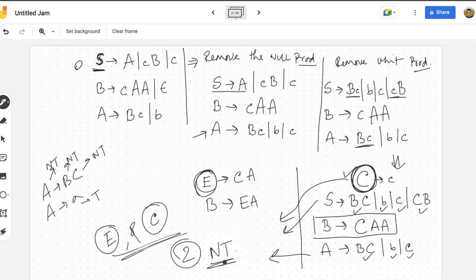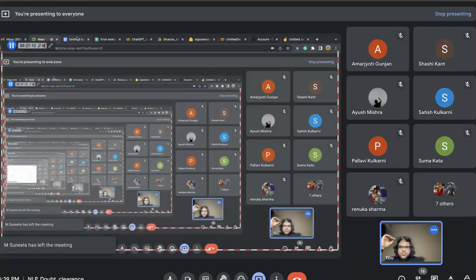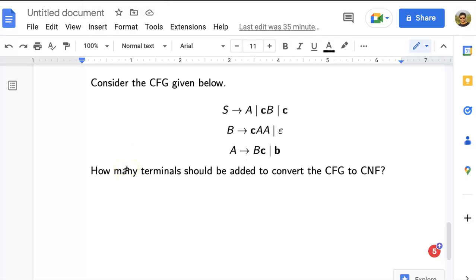So I hope it is clear. Okay. If you have any doubt, you can just write it in a comment so I can see and reply back. Else I will go to the next question. Okay, so I hope there is no further comment.